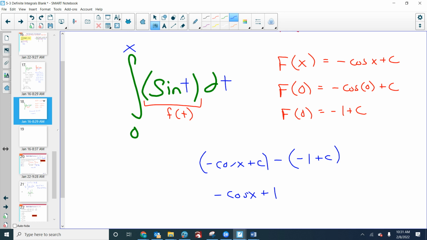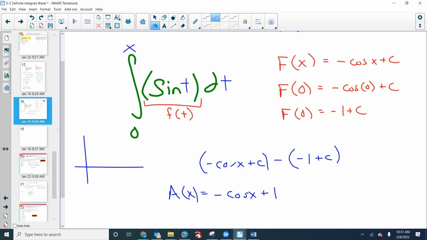It's an area function. It doesn't have a name. I could call it a of x, b of x, c of x. It's an area function. Plug in x, get out an area. Now be careful. It's not any area.